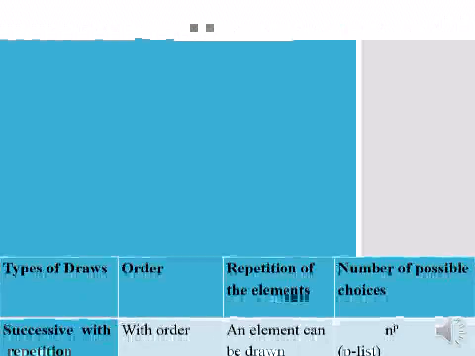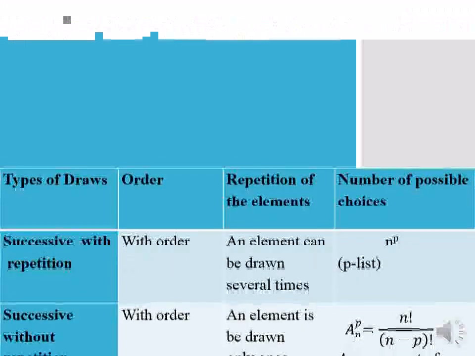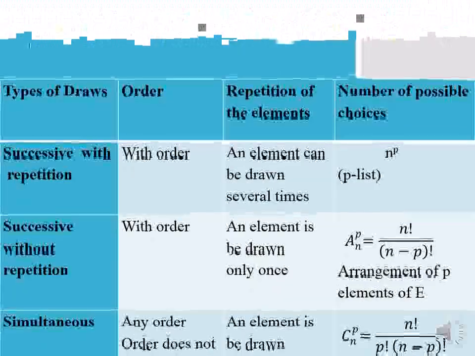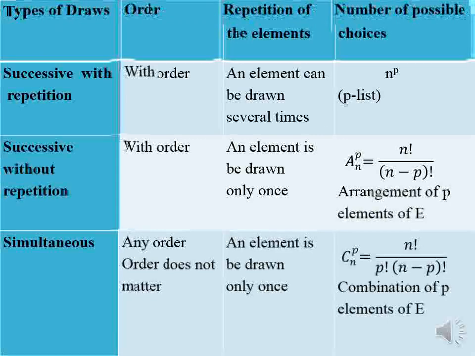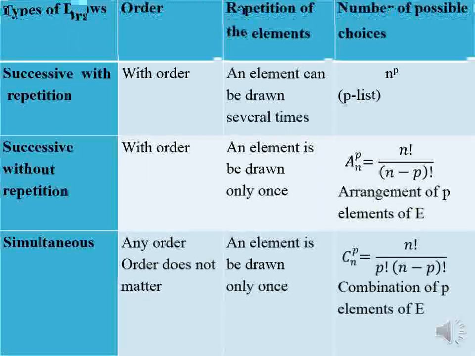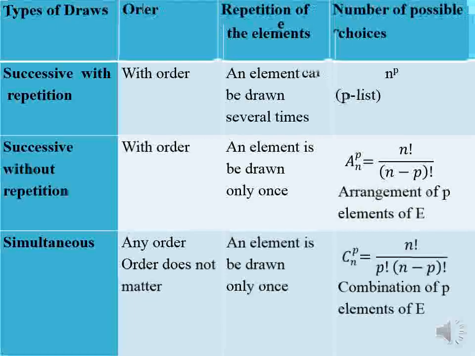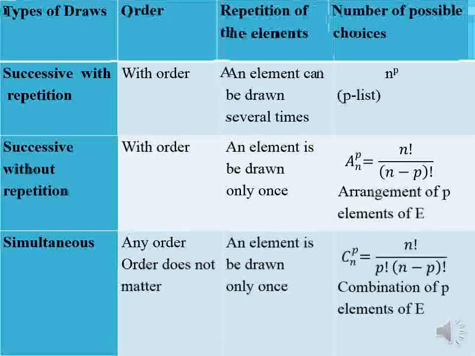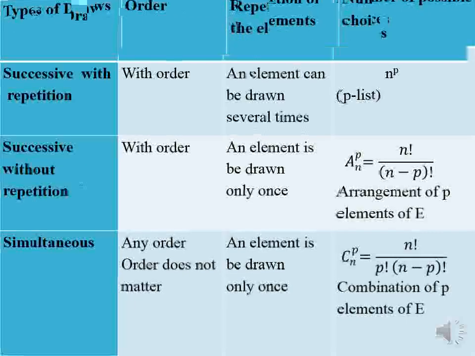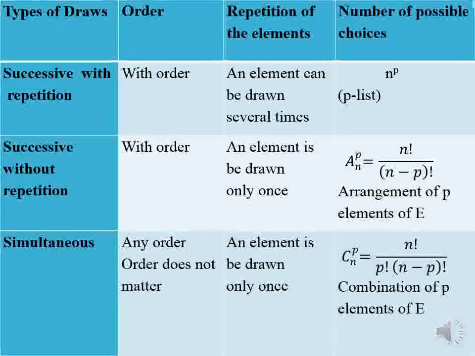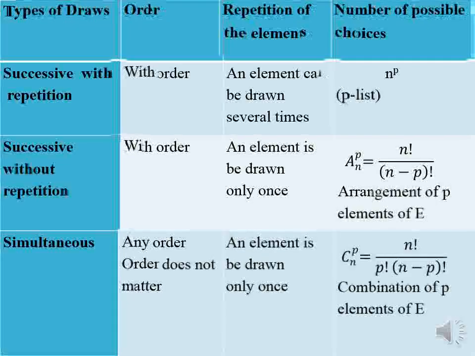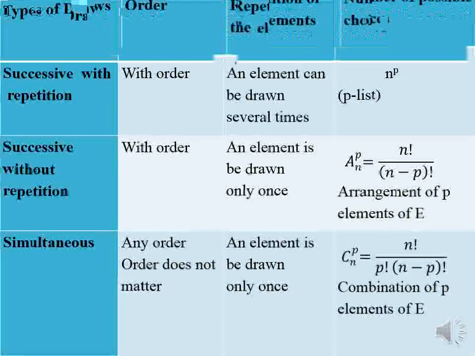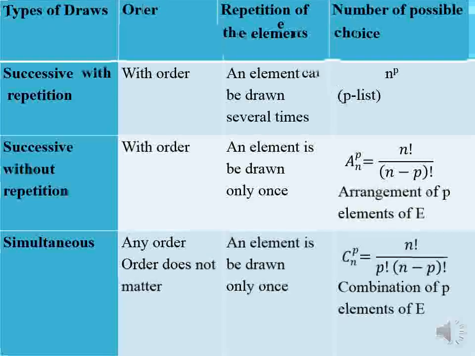The conclusion now. We have types of draws. We have three important types: successive with repetition, successive without repetition, and simultaneous also without repetition. The first, successive with repetition, is with order, look at with order. Successive without repetition is also with order. Simultaneous, any order, doesn't matter.